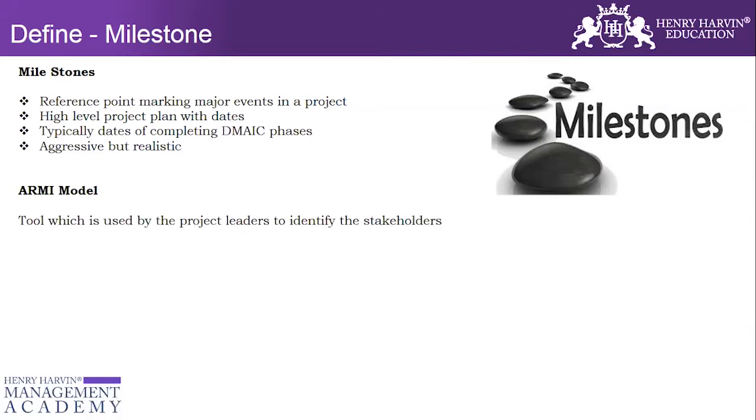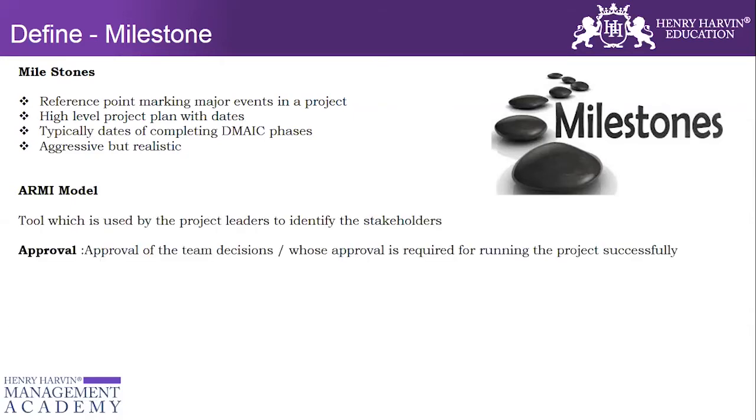Now let's get into the ARMI model. As you all know, there is a tool which is used in the define phase, the ARMI model that we're going to talk about. The ARMI model is also one of the important change acceleration program tools, which is very important to be part of any Six Sigma project.